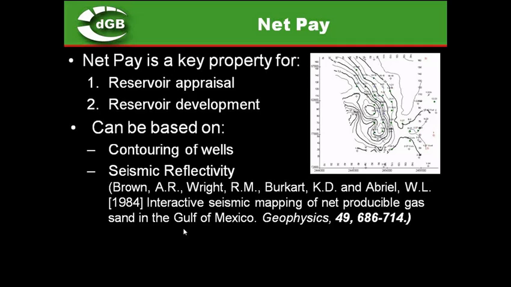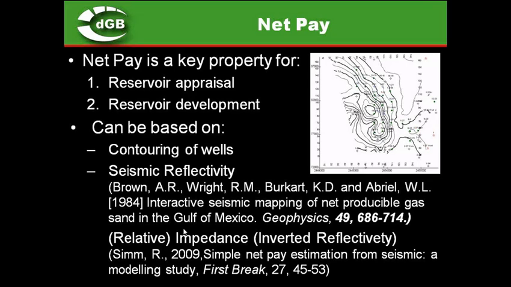One of the first publications, or maybe the first publication of this, is done by Brown et al. In 1984, and he bases himself on reflectivity data rather than impedance data as we do today. And the algorithm we're explaining today is moving from interface properties to layer properties. We were basing our estimates on a relative impedance volume, and at least one modeling study shows that gives improved results above working with seismic reflectivity.